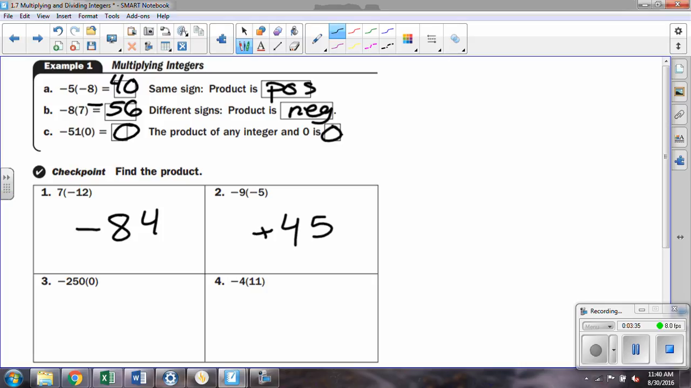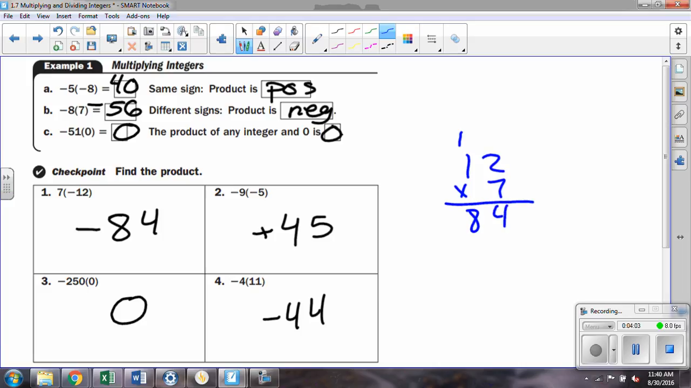Negative 250 times 0. Negative 4 times positive 11. Negative 44. And we're done. You notice how there's basically no work whatsoever? Provided that you can do the multiplication. If you had to think about what's 12 times 7, there's nothing wrong with going through and doing out the multiplication to get the 84 part. It just depends on how much of the multiplication you can do in your head.